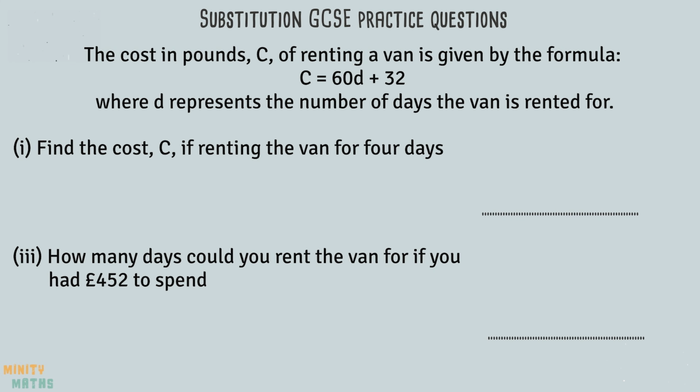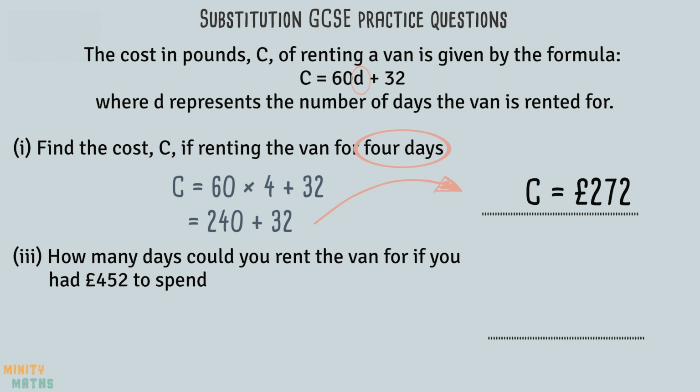This is an example of a wordier question, with the formula provided representing the cost to hire a van. The formula tells us that it costs £60 per day plus a standard fee of £32 added to the total. The first part of the question asks us to calculate the cost of hiring the van for 4 days. So we can rewrite the formula with the number 4 replacing the letter D, for days. We can then calculate what C equals, hence finding the cost.